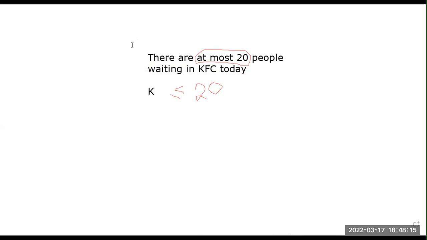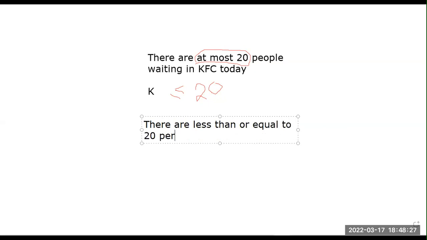Now, what is another way we can write this statement? Right? So both statements translate to mean the same thing. K, the number of persons in KFC, is less than or equal to 20, meaning it cannot exceed 20. Right? So both statements. That would be some practice on that.